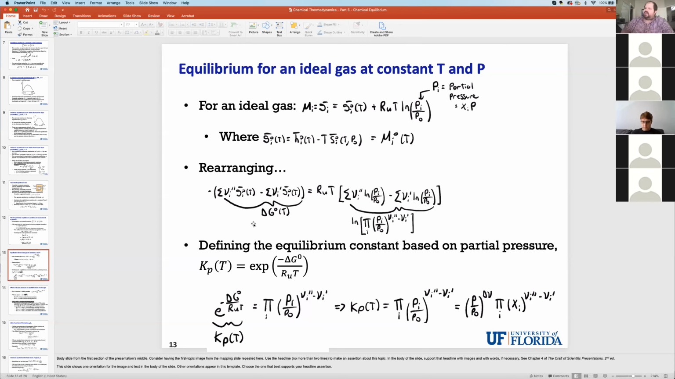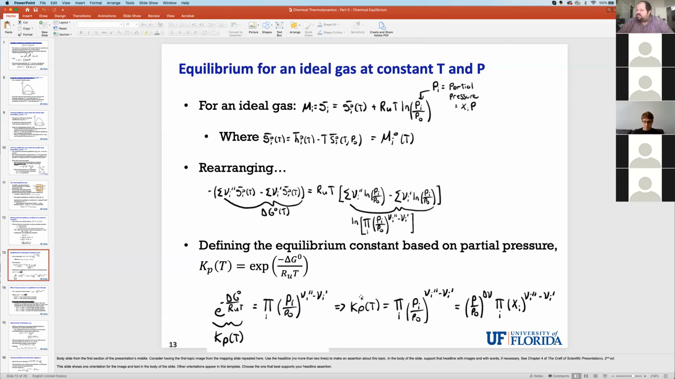I'm going to take the exponent of both sides, and I'm going to divide both sides by RUT. And if we do that, we have e to the minus delta G naught over RUT. And that term is called the equilibrium constant Kp. And that's equal to the product of all the partial pressures of species i over the reference pressure raised to the nu i double prime minus nu i prime power. Okay.